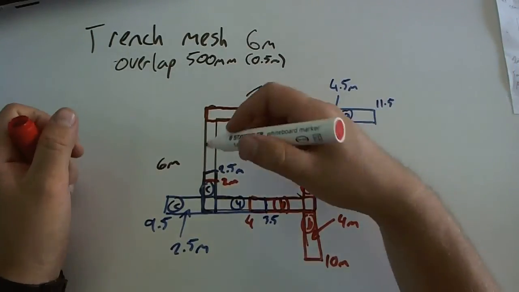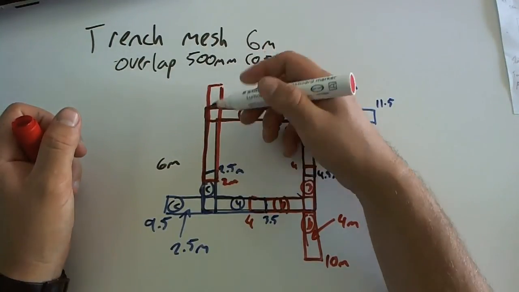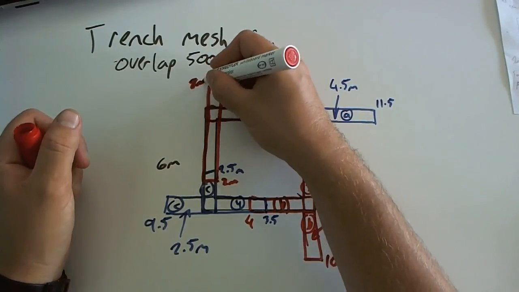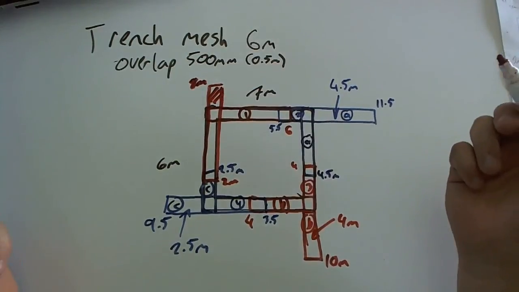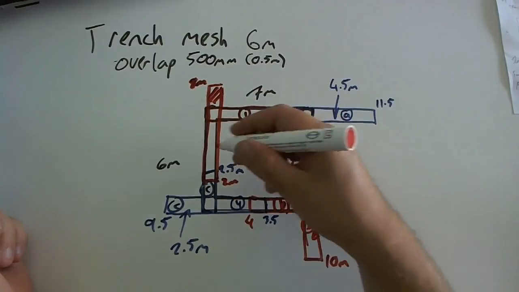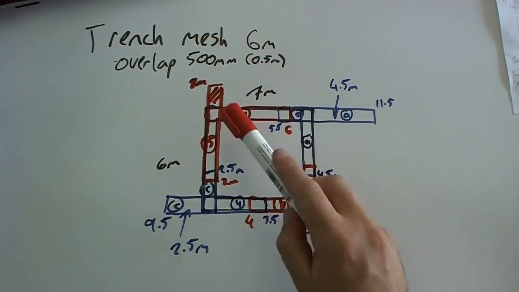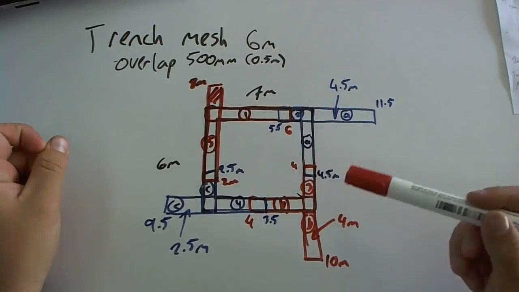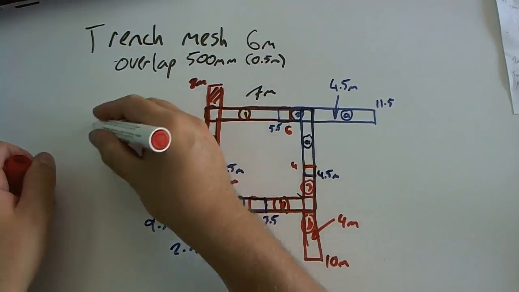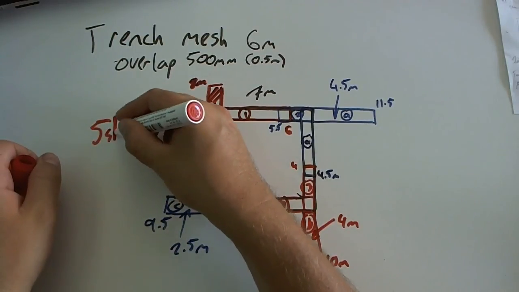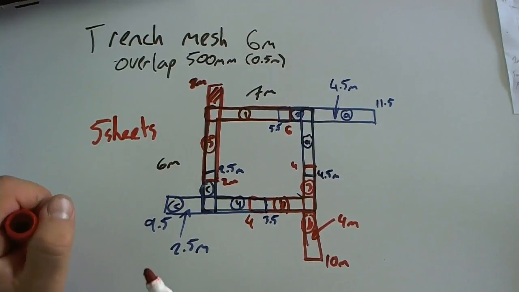I'm going to add on a 6 meter section of sheet. It's going to take me over the edge of the slab out to 8 meters. That's okay, because we can just cut that off. That would be sheet 5. So all up, I've got 1, 2, 3, 4, and 5 sheets needed to make that.